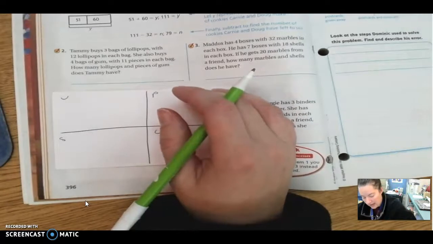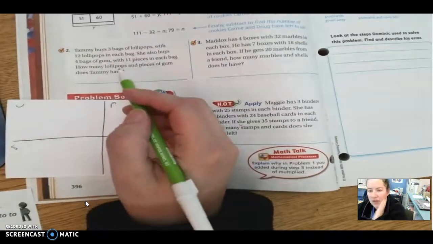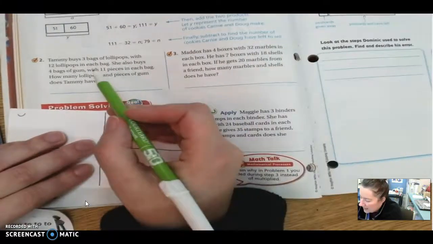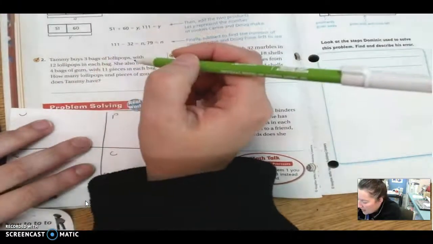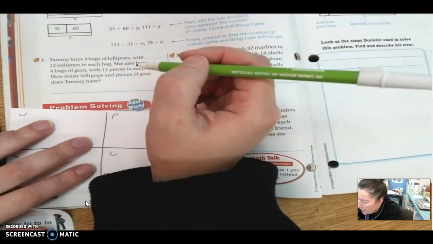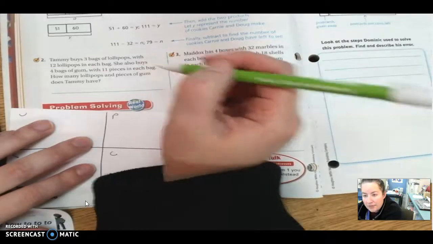All right, so let's look at the U. The U says understand what the problem is asking. Read the problem at least twice. All right, let's put it into practice. Let's read this problem twice. It says, Tammy buys 3 bags of lollipops with 12 lollipops in each bag. She also buys 4 bags of gum with 3 pieces in each bag. How many lollipops and pieces of gum does Tammy have?